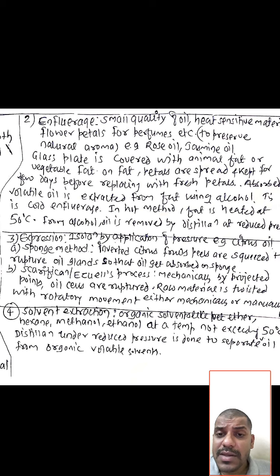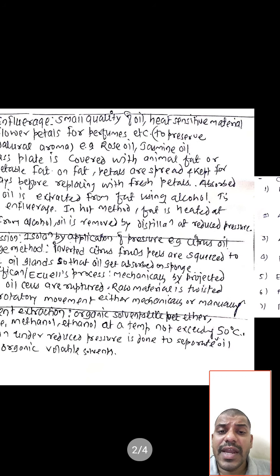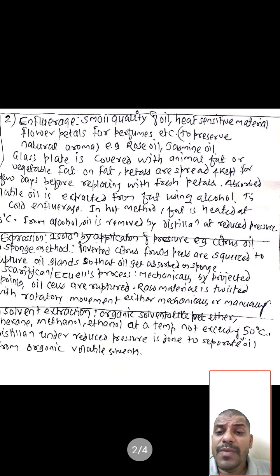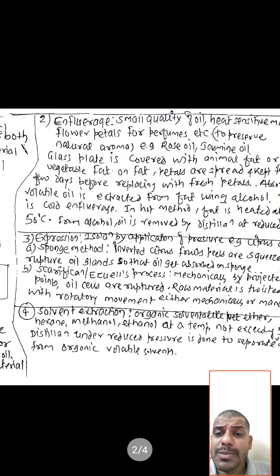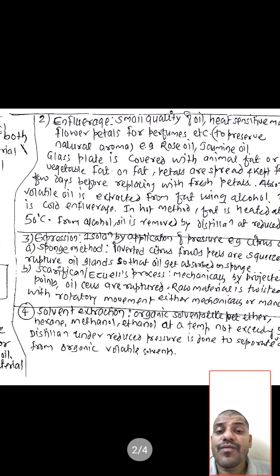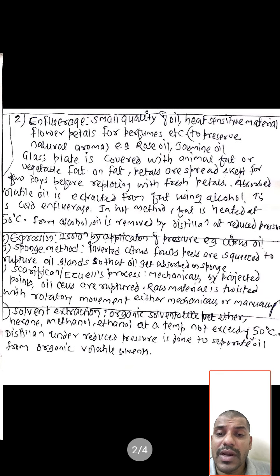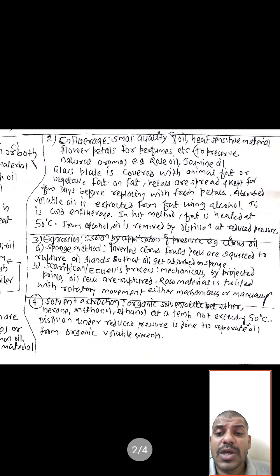Glass plate is generally covered with animal fat or vegetable fat. For example, animal fat is lard. It can be other fat in case of vegetable oil. So petals are spread and kept for a few days before replacing with fresh petal. Absorbed volatile oil is extracted from the fat using alcohol. So this is cold enfleurage, means we are removing the absorbed oil from the petal which went into the wax or the fatty material.